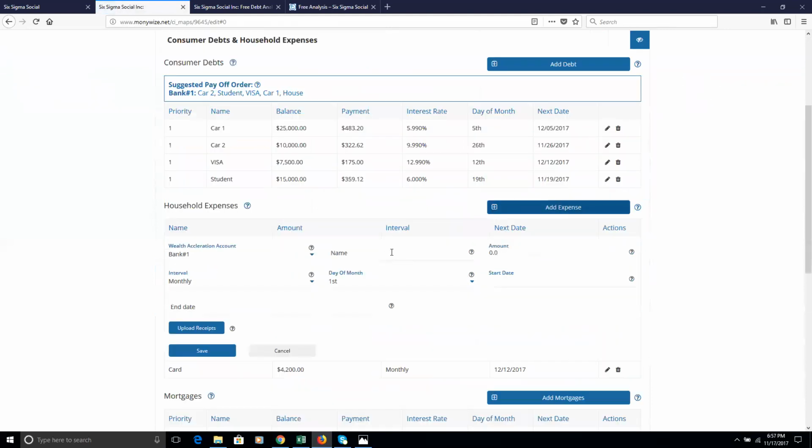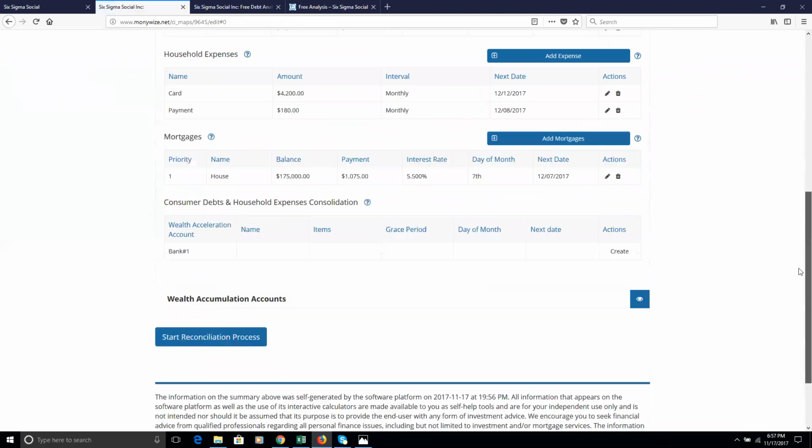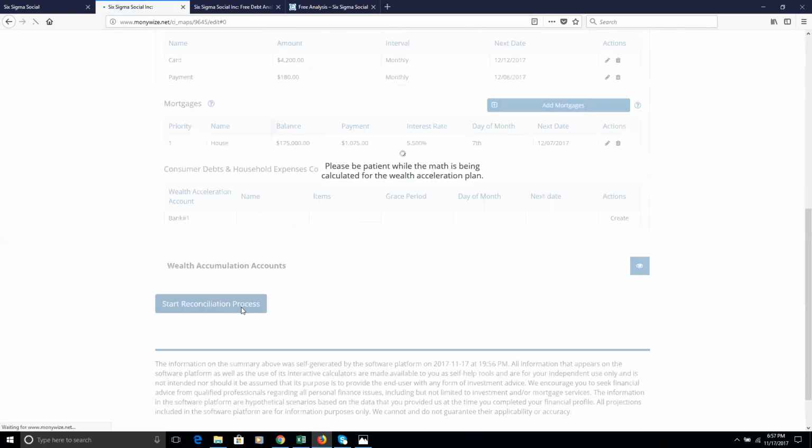Let's say we're going to make a change, and it's just a payment. It's going to be a monthly payment of, I don't know, $180. I'm going to make that payment on the 9th of the month. If I had a receipt, I could upload it. I'm going to hit save. It's now in the system. I can hit the reconciliation process. It goes back and recalculates.